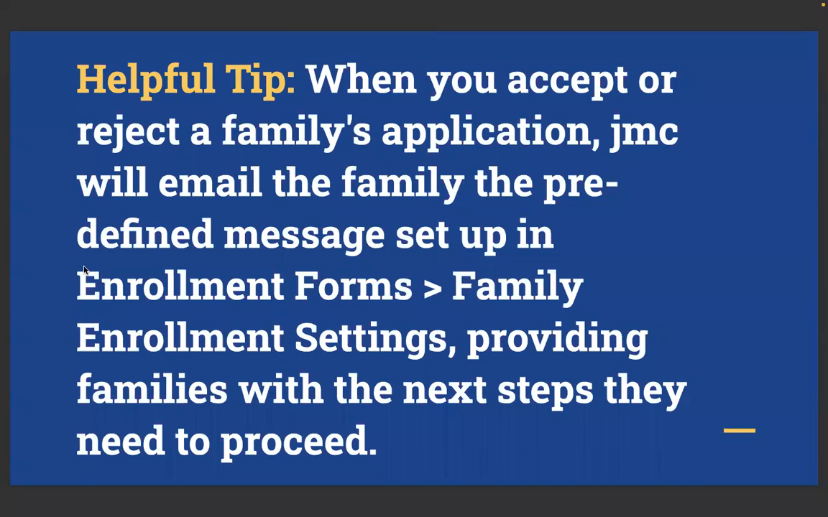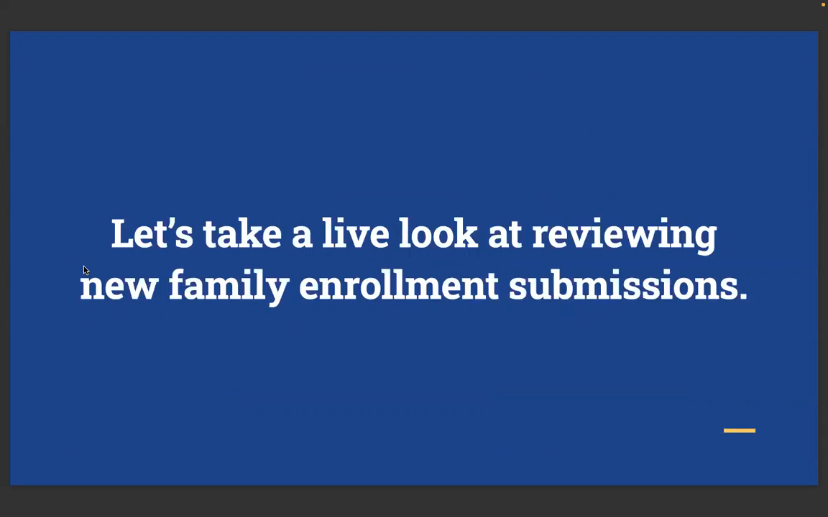Helpful tip. When you accept or reject a family's application, JMC will email the family the predefined messages that are set up in the enrollment forms, family enrollment settings, providing families with the next steps they need to proceed. And we are going to take a look at that in the next section. So if you have questions specifically about that, you might want to hold that until we finish the next section. But for right now, we're going to take a live look and then answer any questions about reviewing new family enrollment submissions.